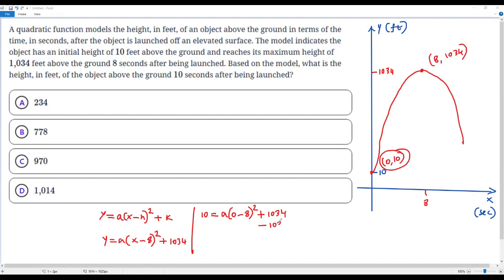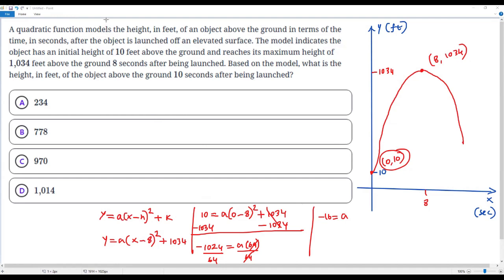Let me subtract 1034 from both sides of the equation. Then the positive and negative values will cancel out. When I simplify this, I get negative 1024 equals a times (0 minus 8), which is just negative 8. When I square negative 8, it becomes positive 64. Now we can divide both sides of the equation by 64. Then the 64 will cancel out. Let me divide 1024 by 64. Then we get 16. So the simplification on the left side is negative 16. On the right side, we have a. Okay, here I got the value of a.